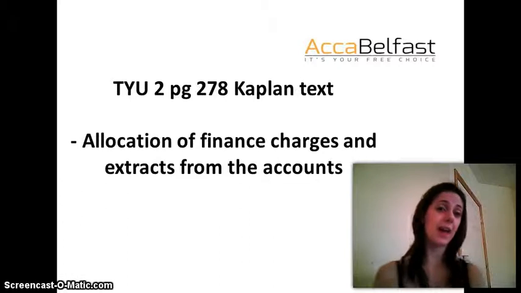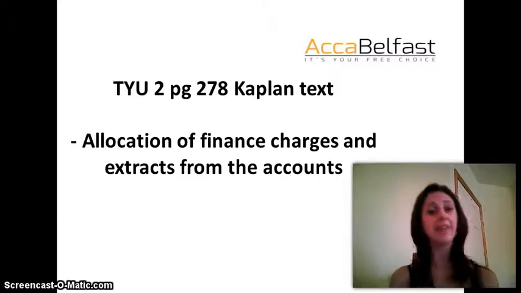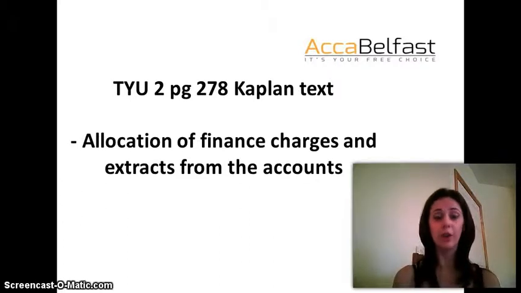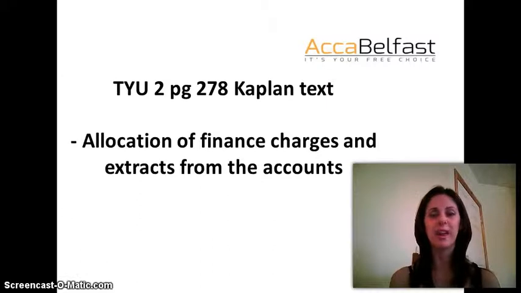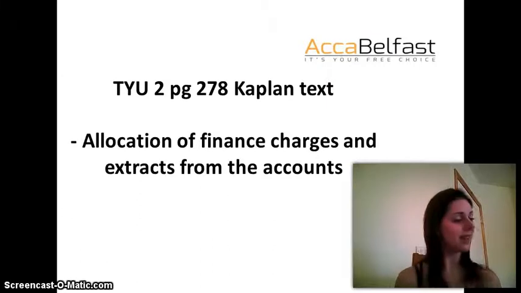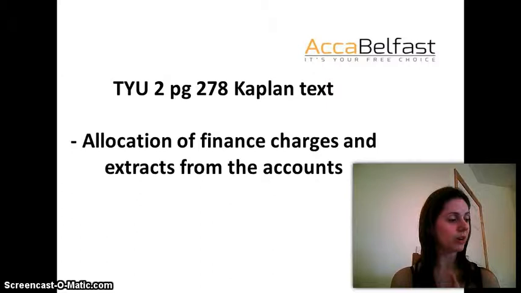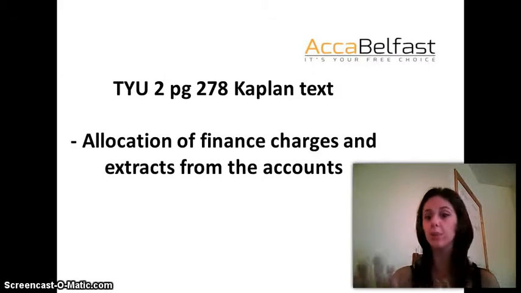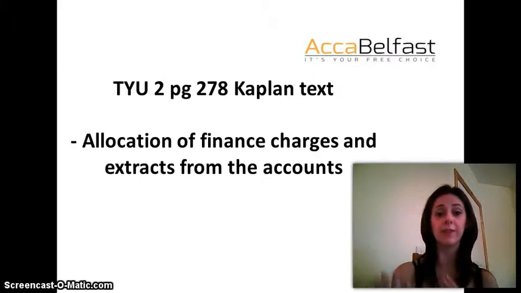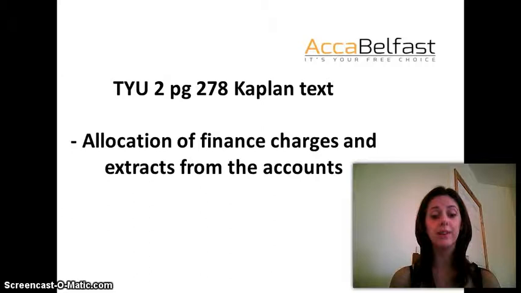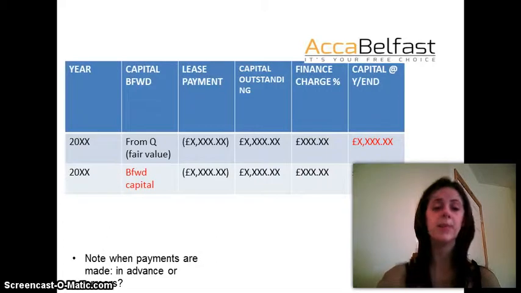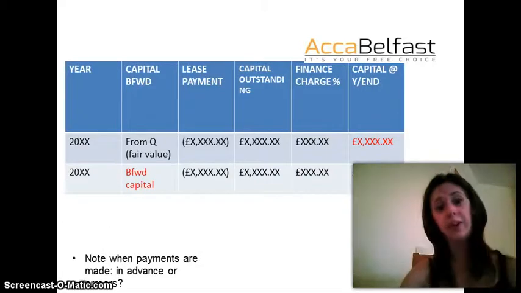So if you just have the Kaplan text and you have a look at the Test Your Understanding 2 on page 278, it's really a good example on how you're going to be working out the finance lease charges and the liability in your statement of financial position. So I would give this question a try and try and establish, whenever you're reviewing the answer, you'll see this table, and this table is going to be key for answering any of the other questions.